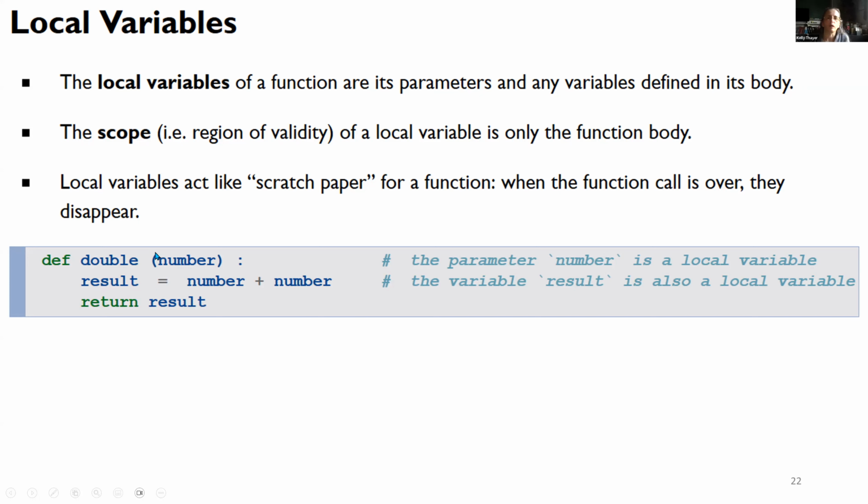So number is one because it's a parameter. So number is both a local variable and a parameter. And result is a local variable defined in the function. So we will then do number plus number, and here we are going to return the result, which will be that answer of doubling the number.